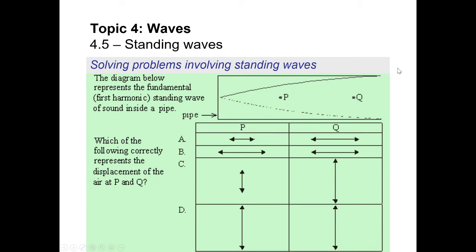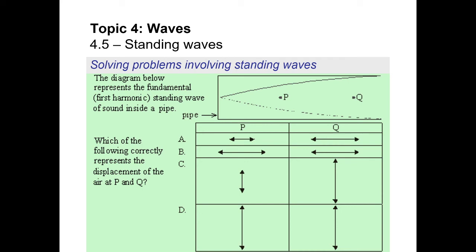Next, the diagram to the right here represents the fundamental first harmonic standing wave of sound inside a pipe. Which of the following correctly represents the displacement of the air at P and Q? I can't tell you how many students get this wrong. It's very easy to make a mistake here. It's very tempting to pick C as the answer, because you would look at P and say, well, that point's oscillating up and down, and Q is oscillating up and down, and clearly Q is moving more than P. And you're part right. Q is moving more than P.